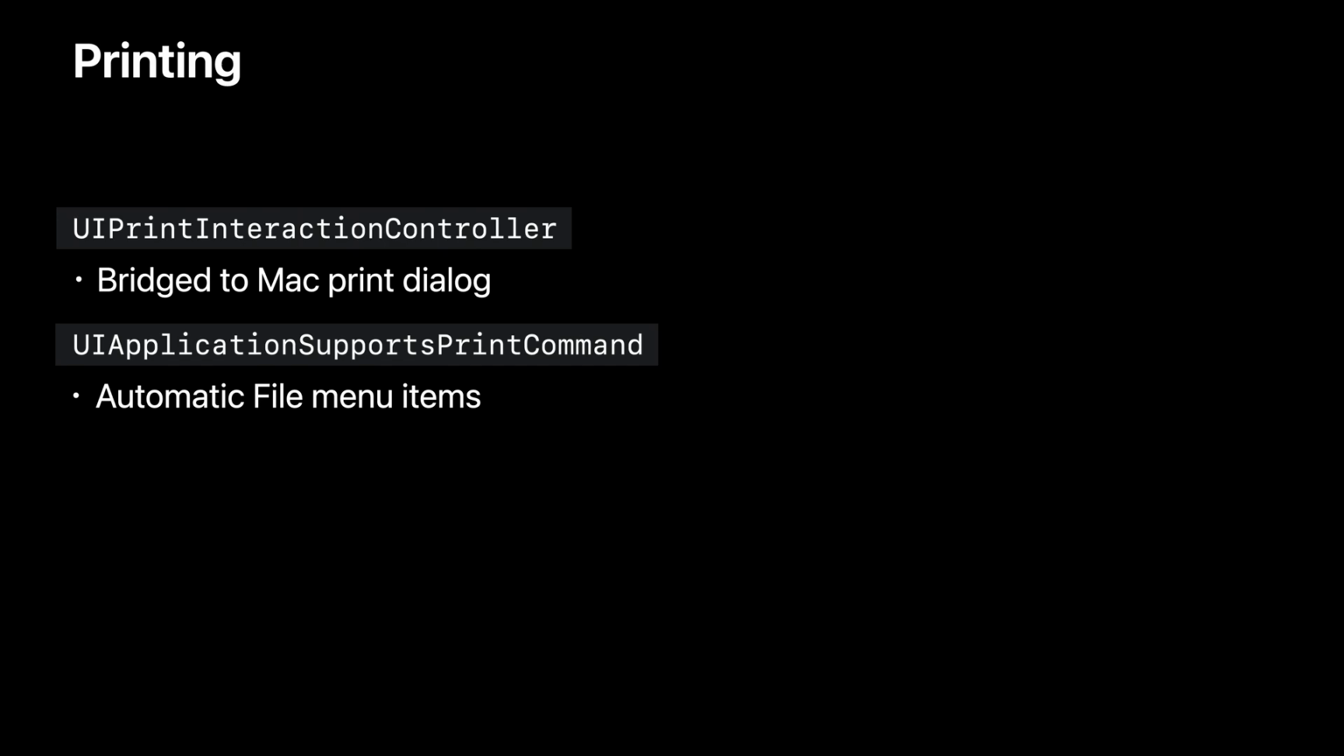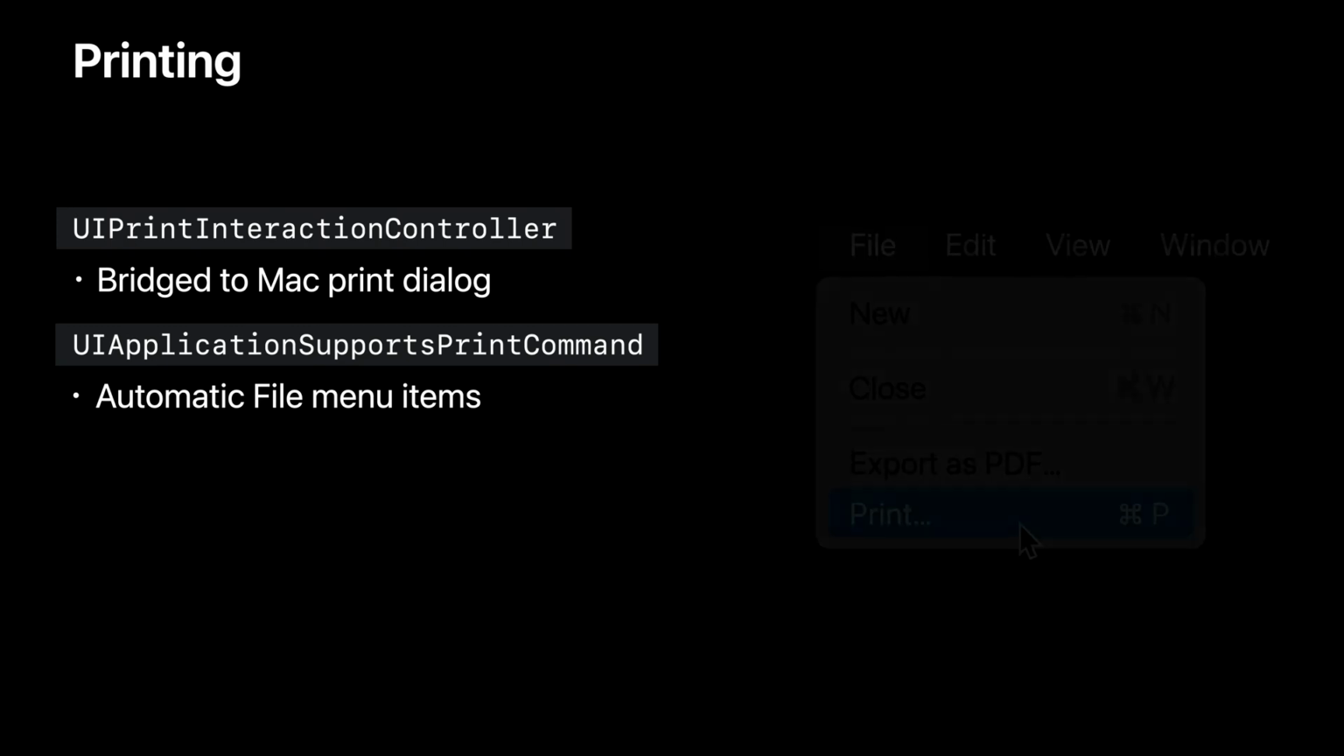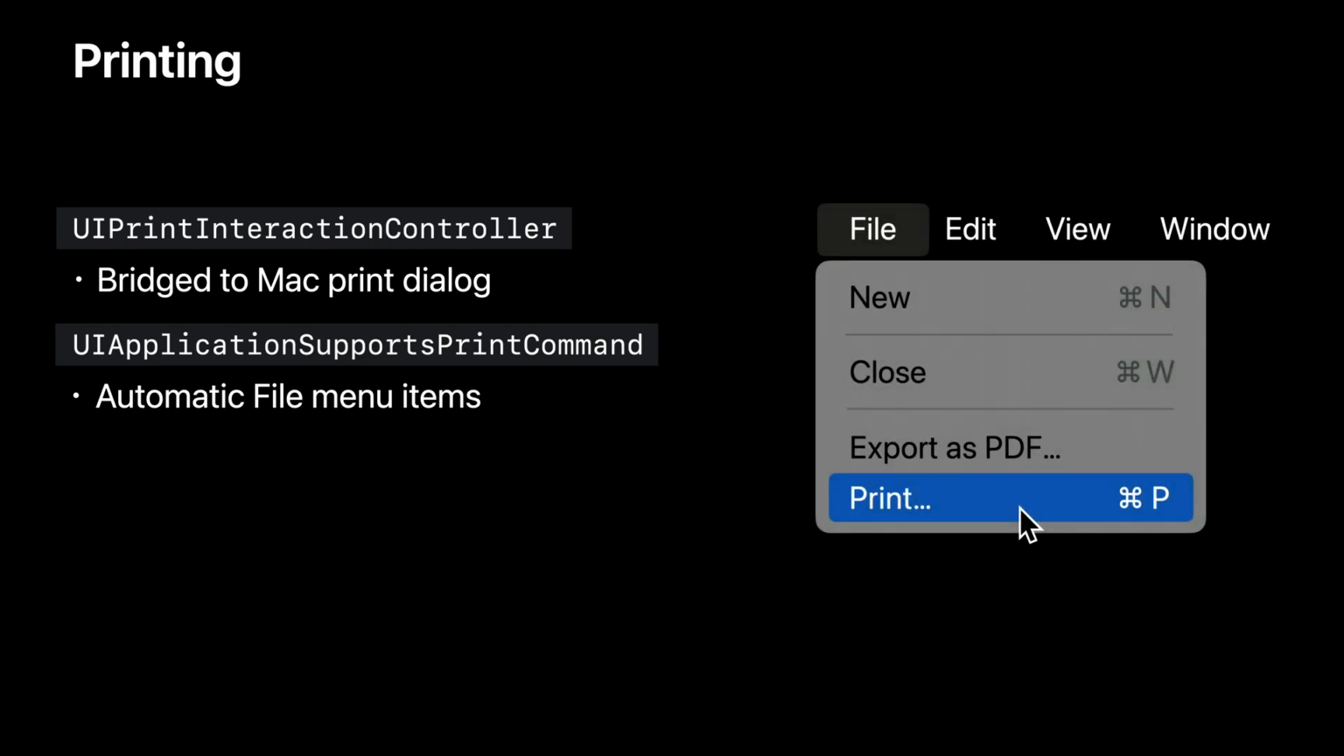And for apps that print with UI Print Interaction Controller, this is automatically bridged to a Mac print dialog when printing is initiated in your code. Even better, when you adopt the new fullest key UI application supports print command and implement the corresponding standard print action, the Print and Export as PDF menu items will be added to your app's menu bar automatically.